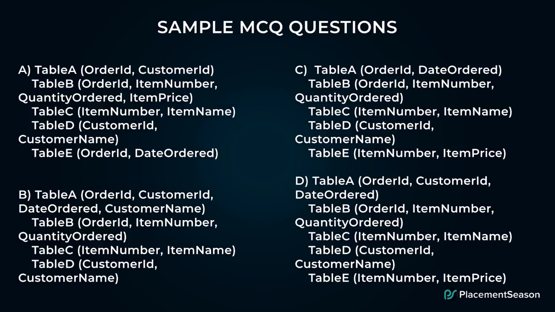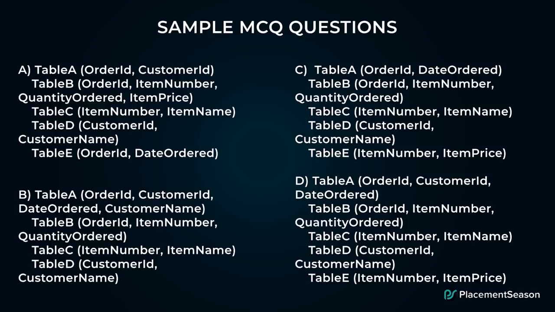Let's look at option C. So the first table, order ID, date ordered, it is fine. Table B: order ID, item number and quantity ordered. For table C: item number, item name. Table D: customer ID, customer name. Table E: item number, item price. As we already discussed for option A, the first table has only order ID and date ordered. Here the link with customer is missing.